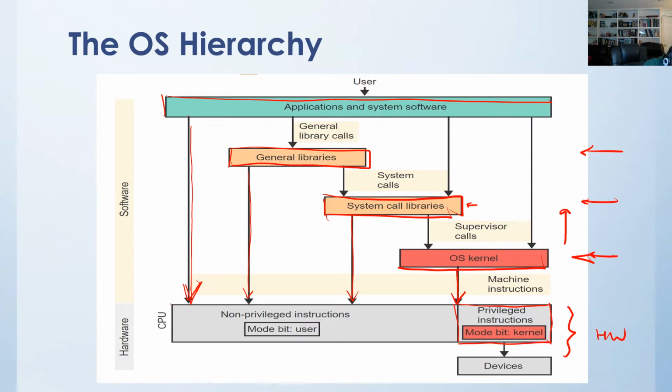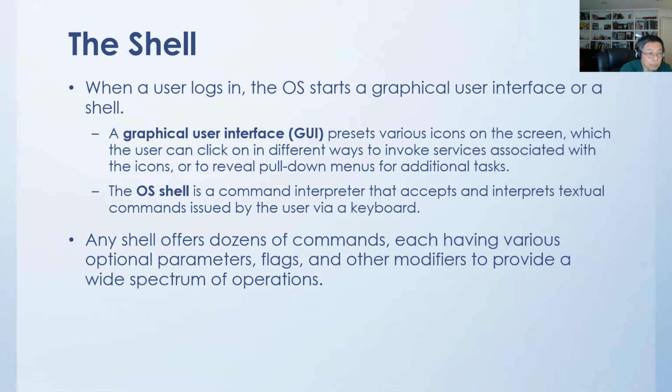Okay, and then the other levels can only execute the non-privileged instructions. Actually, the kernel can execute both privileged and non-privileged, but the other levels can only execute the non-privileged instructions. If you really want to perform some privileged instruction, like you want to change the registers, or set up the timer, then you have to make a system call, a request to the operating system kernel to make such a request.